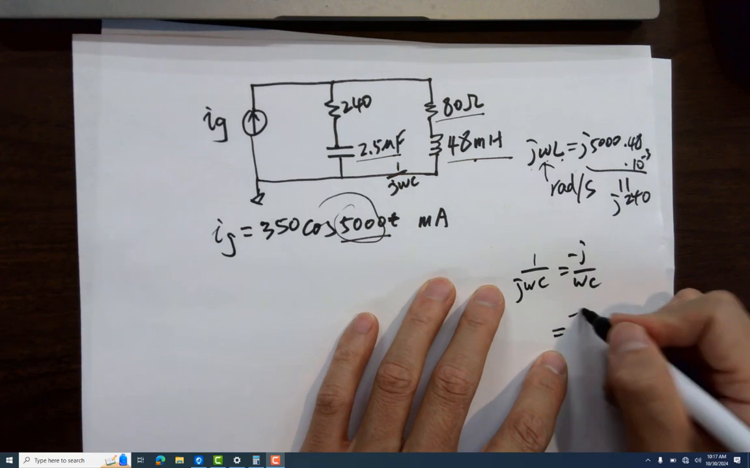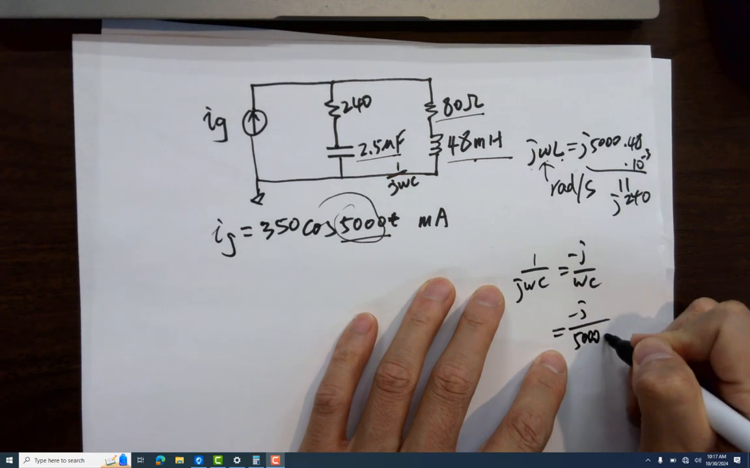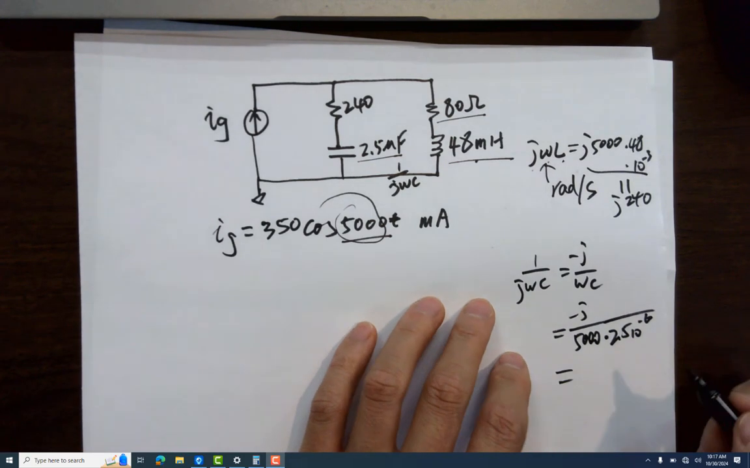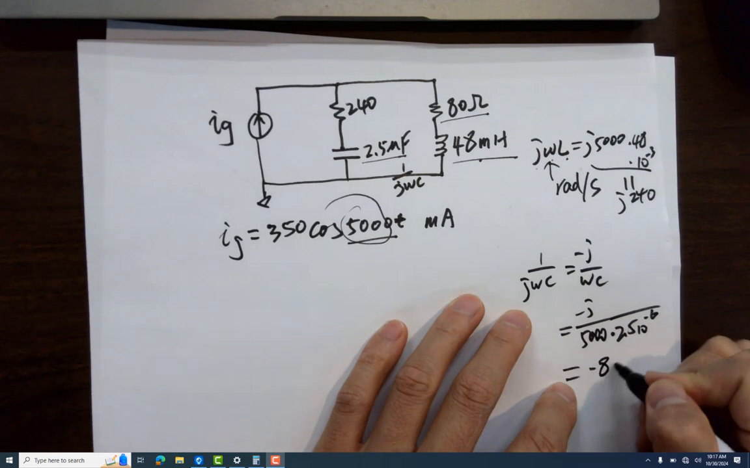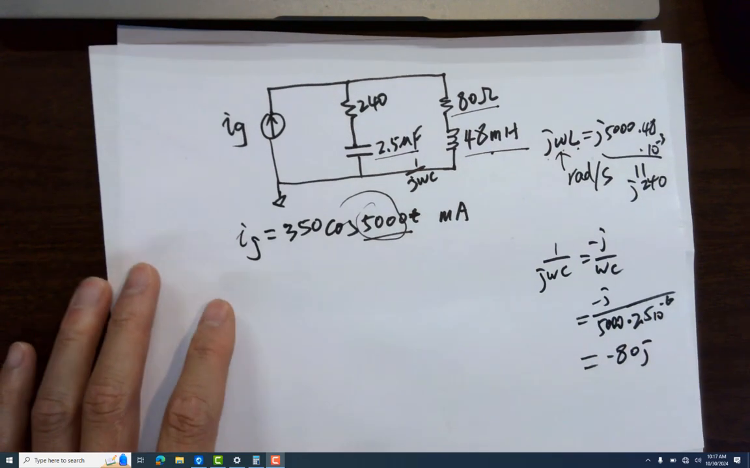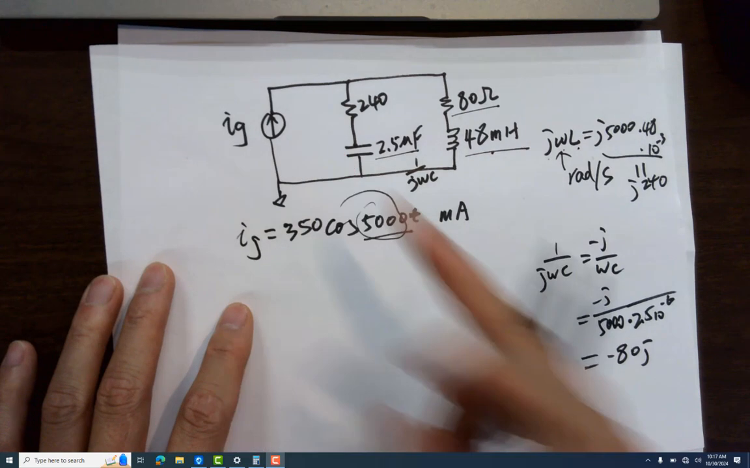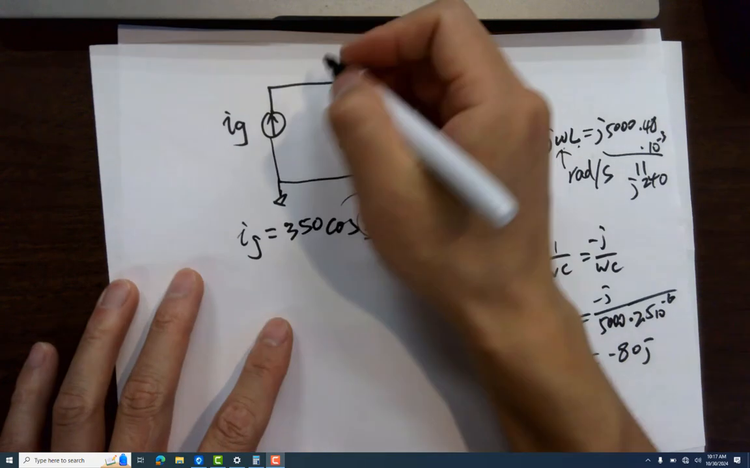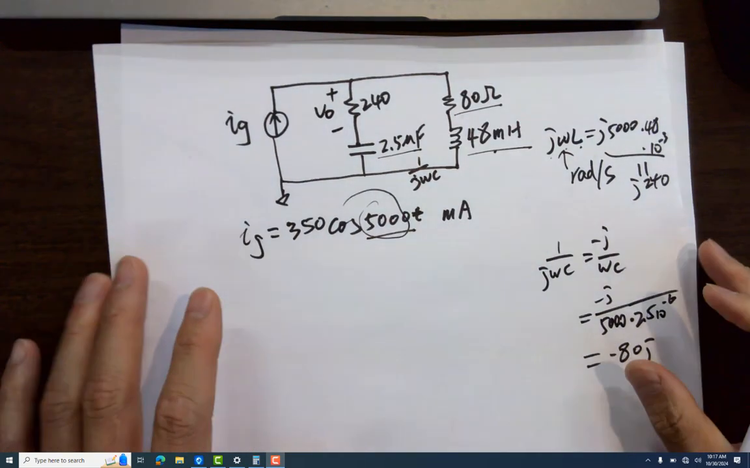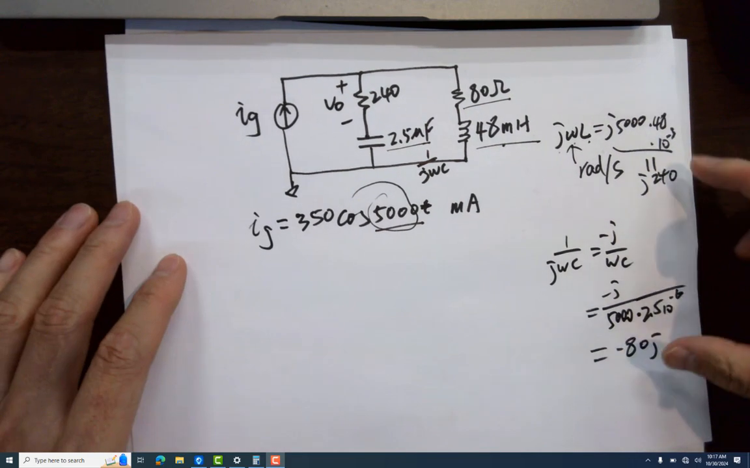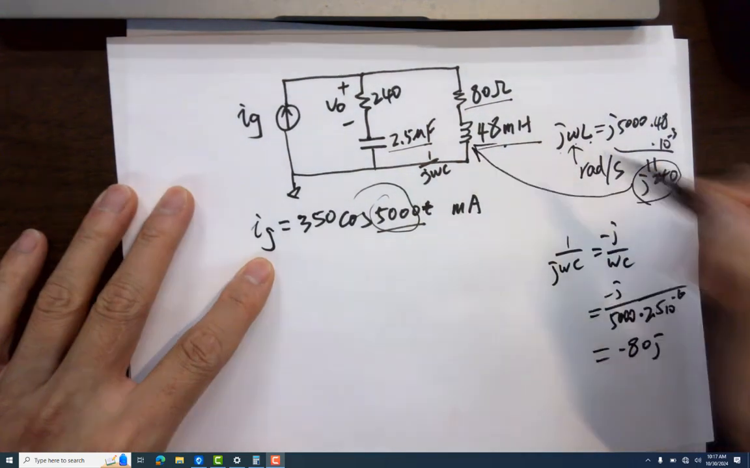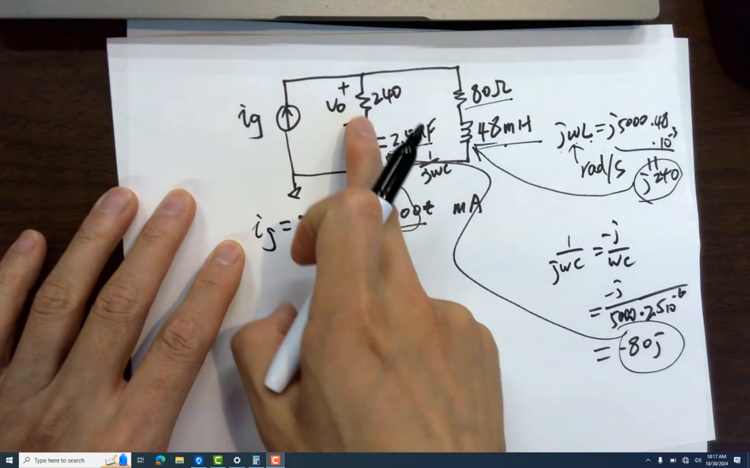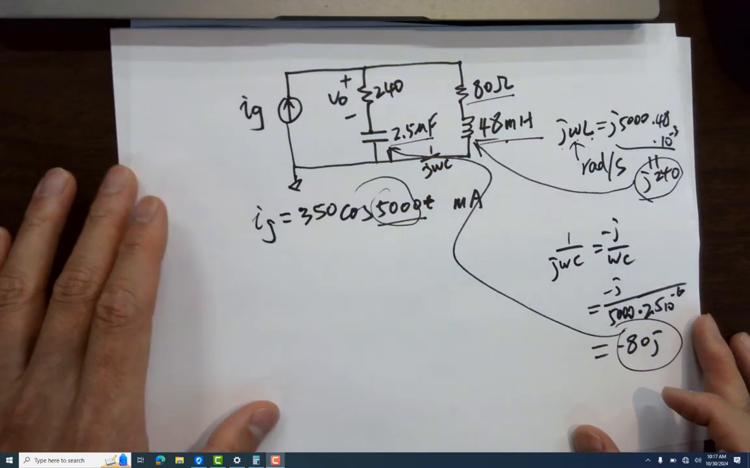What are they? Minus j over 5,000 times 2.5 times 10 to the negative 6. Minus 80j. Okay? Just plug in. Let's see what this is asking. V0, so it's VL here. Can you calculate it? You have this impedance here, you have this impedance here. Just parallel circuits: find out the currents, then you can find out the voltage. Pretty simple.